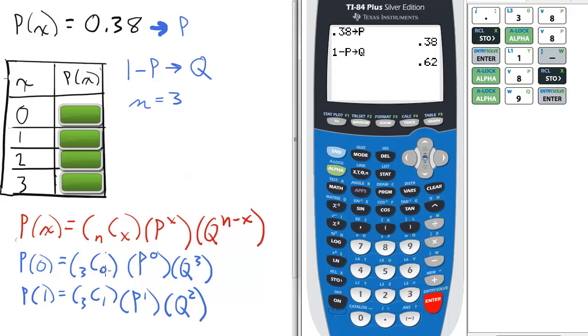These exponents of p and q will always add up to be your n, so 0 plus 3 is 3, and 1 plus 2 is 3. Also, this bottom right hand number here for the C0, that will be the power of p. So 0, 0. Here it's 3C1, so this bottom right hand 1 is the power of p.